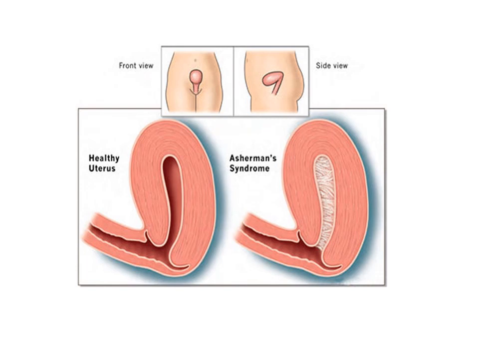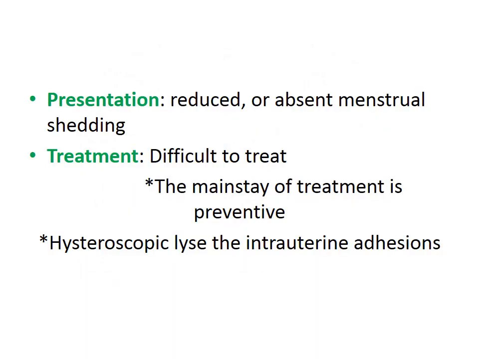This figure illustrates how Asherman syndrome looks in comparison with a normal healthy uterus. As you see, there is extensive fibrosis inside the uterine cavity. Of course, the presentation will be reduced or absent menstrual shedding because there is no endometrium. As you know, the endometrium usually regenerates from this basal layer, and the shedding happens during each subsequent month. Therefore, if there is no regeneration of an endometrial layer, there will be no shedding, and of course the menses will be absent or even reduced.